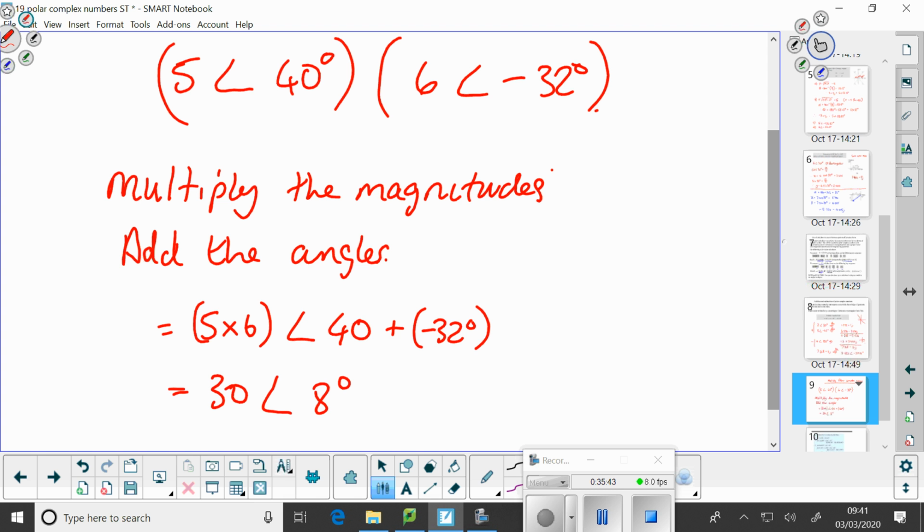So to multiply, it's the easiest one of the lot, really. To multiply, we multiply the two magnitudes together and we add the two angles. Right? And you get the same answer if you've done 6 angle minus 32 times 5 angle 40. You can do them in either order. Okay? Yeah. And then one more page.